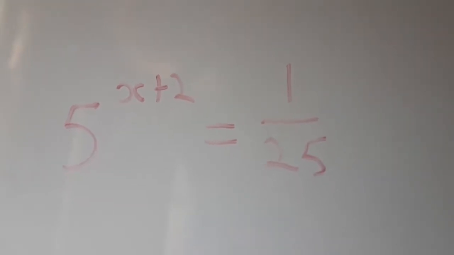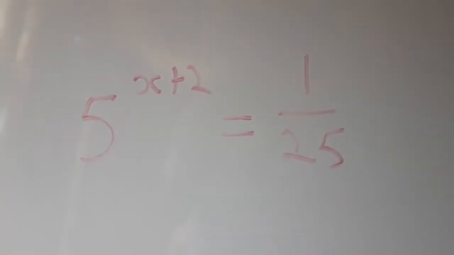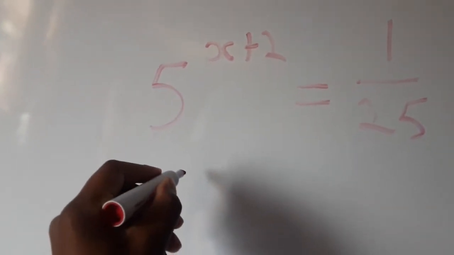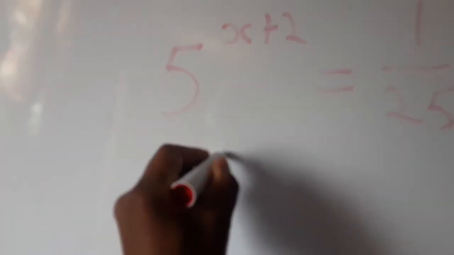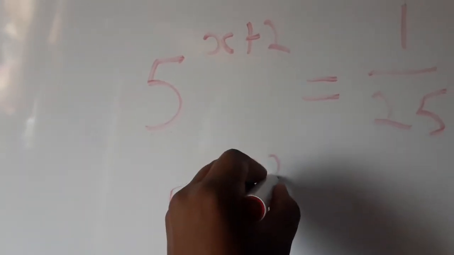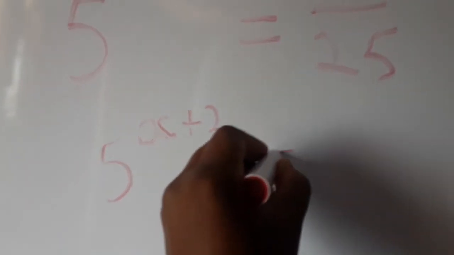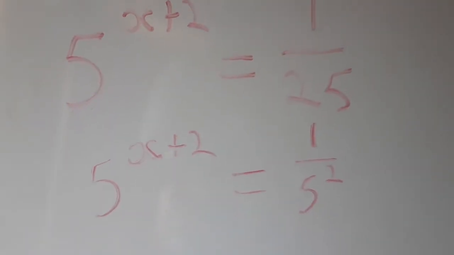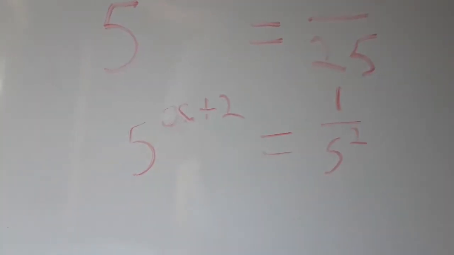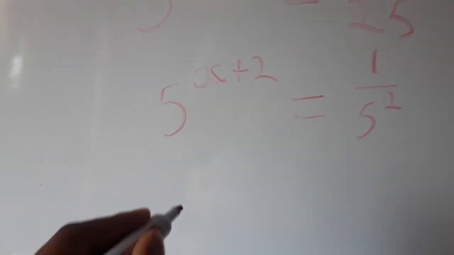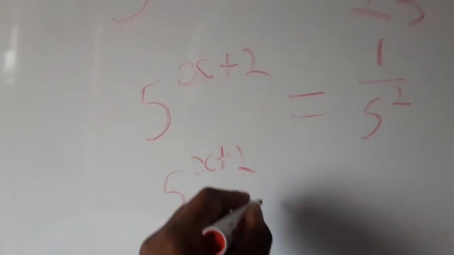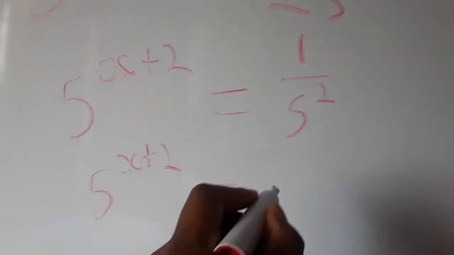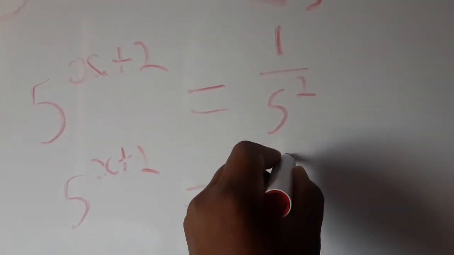So we'll be doing exponents for quadratic equation. 5 to the power x plus 2 is equal to 1 over 25. So okay, we'll say 5 to the power x plus 2, right, is equal to 1 over 5 to the power 2. Right, so when we are done doing it like that, then we'll say again 5 to the power x plus 2 is equal to 1 over 5 to the power 2, which is the same as 5 to the power negative 2.